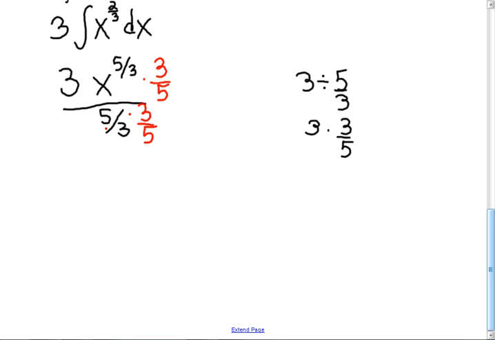Okay, so when you are going to raise this exponent up to the 5/3 and divide by 5/3, you're going to skip this step that I just did in the black here. You're going to go right to the 3/5. You're going to say it's 3 x to the 5/3, and dividing by 5/3 is the same as multiplying by 3/5.